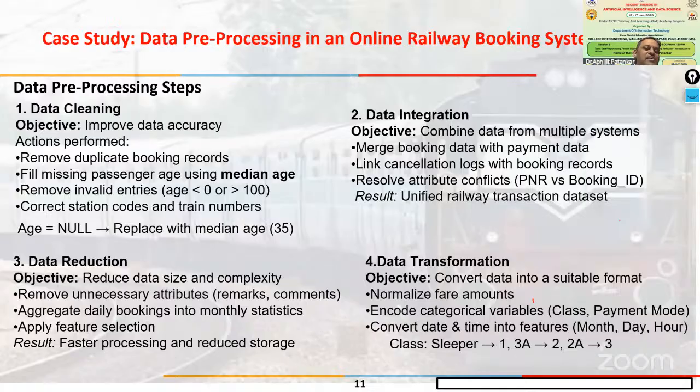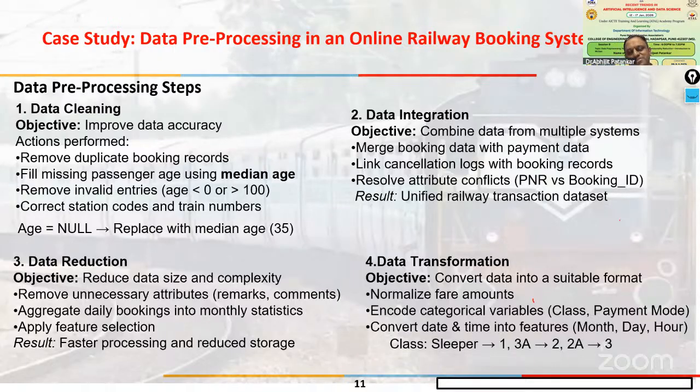Then aggregate daily booking into monthly statistics. Suppose we want to consider yearly booking, so we go for aggregation. Then apply feature selection. Only selected features we apply and generate the data set. So we are not looking for the whole complete data set, but a compressed or reduced data set that we are looking for.